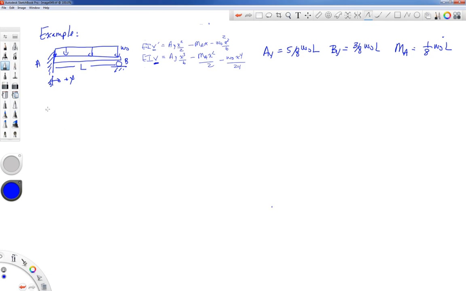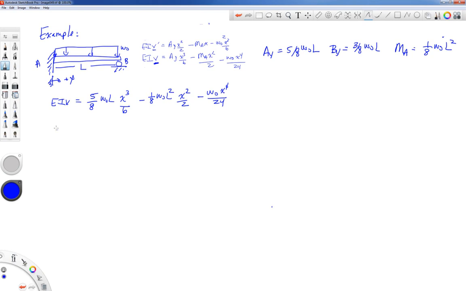So, in the end, if we want the deflection equation, I would write EIV is equal to AY, which is 5/8 W naught L, X cubed over 6, minus MA, which is 1/8 W naught L. That should have been a squared. Okay, MA times X squared over 2, and minus W naught X to the 4th over 24.